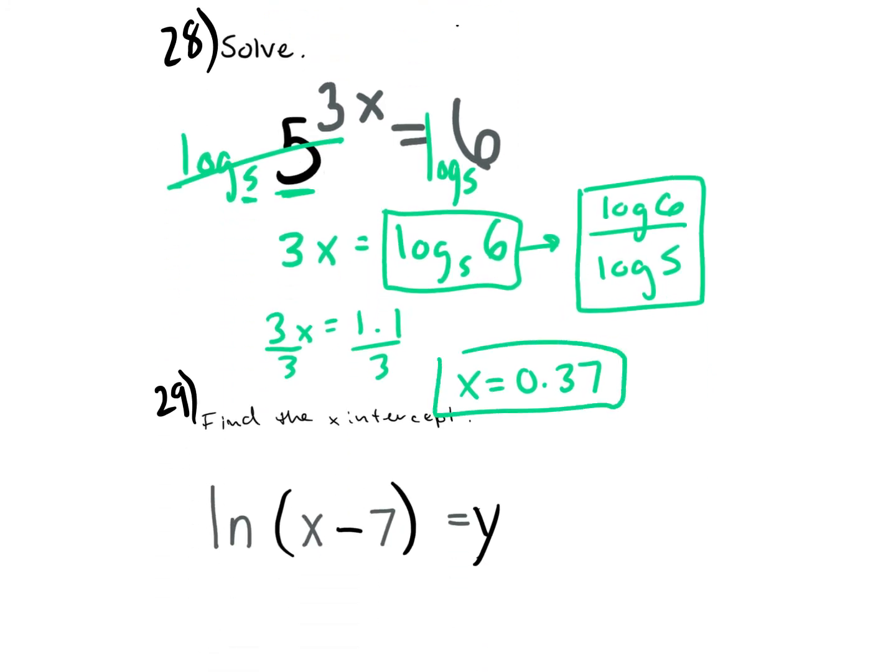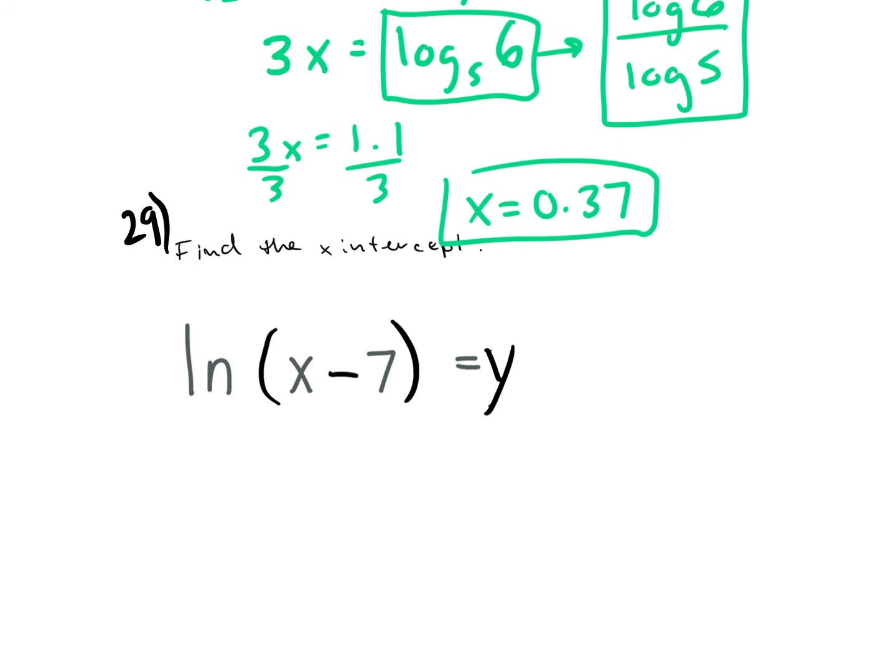All right, next, we have to find the x-intercept. So the x-intercept is when we make y 0. So we have to find the x-intercept, so we're making y 0. So I have to solve for x here. What do I need to do to solve for x?